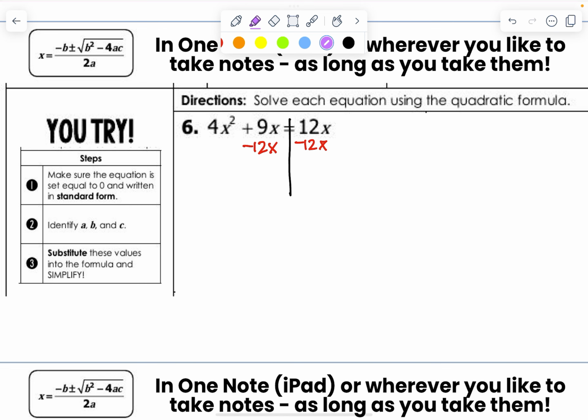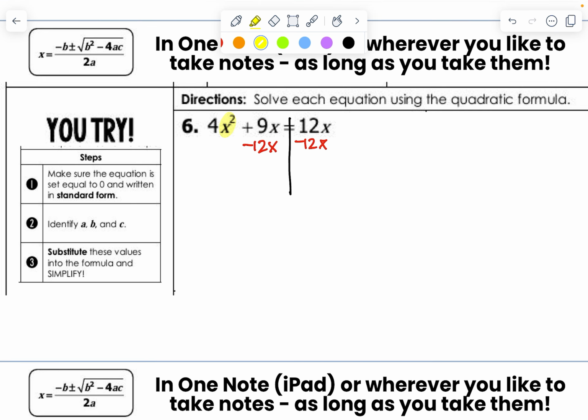The x squareds would have to be together, right? And this currently just has x, so that's not going to work. The x's have to line up, and then the numbers have to line up too. So keep that in mind. When I simplify this, this becomes 4x squared. 9 take away 12 is minus 3x, and I get equals 0.